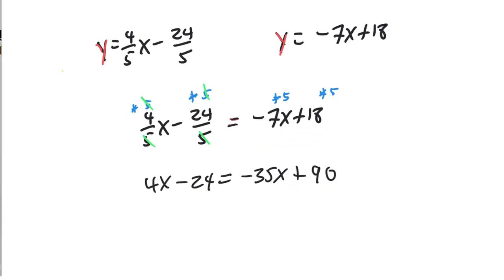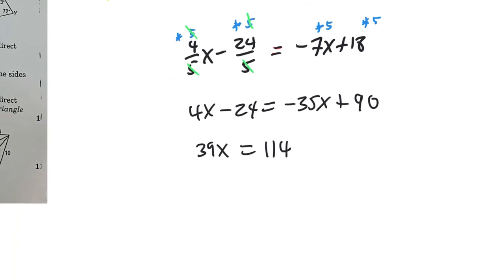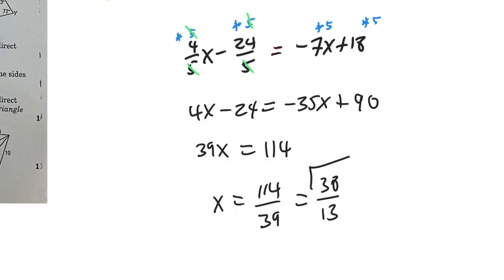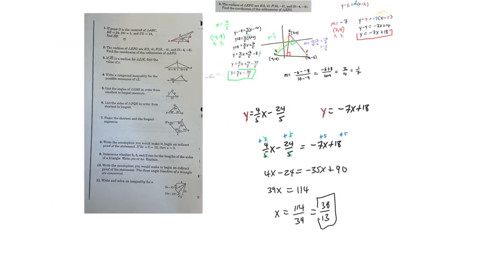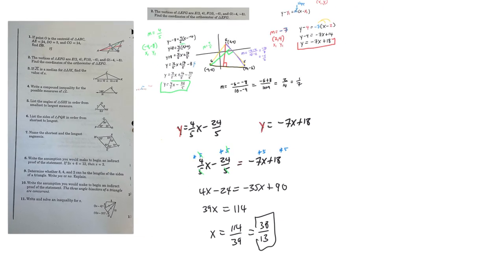Adding 35 to both sides gives me a 39x. Adding 24 to both sides would give me a 114. Okay, dividing both sides by 39 would give me 114 over 39. The top and bottom are divisible by 3, so that would become 38 over 13. So believe it or not, that is the x-coordinate of the orthocenter.